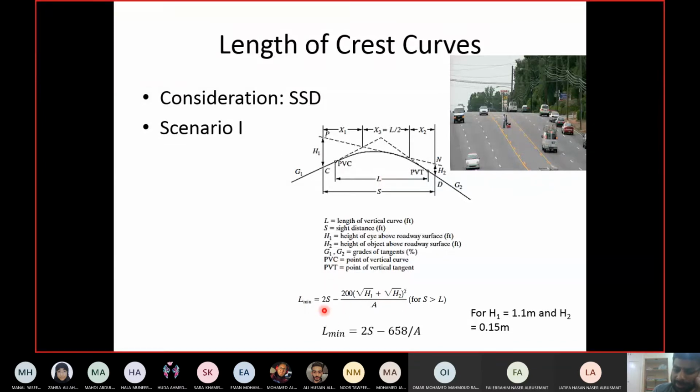Okay. Where S is the side distance, as I said, most of the time is dropping side distance, or if you want to provide passing side distance, then put the value of passing side distance here. If you want to provide descent side distance, then put that value here. Okay. What is H1? Height of the driver's eye above the road, the line of sight of the driver above the road. And what is H2?